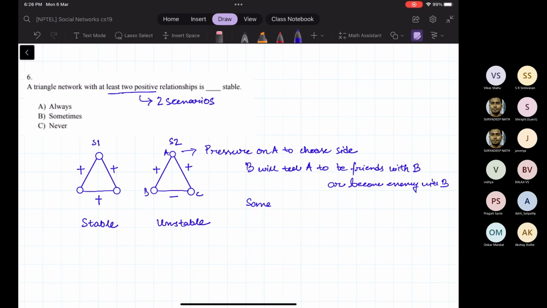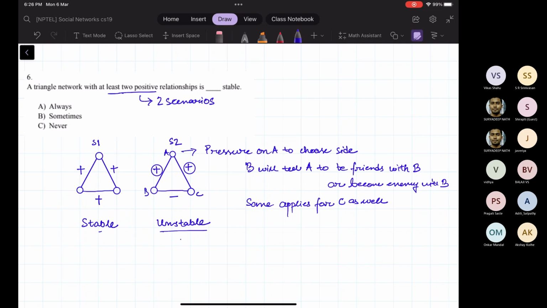Same applies for C as well. So one of these two pluses will eventually turn into a minus. This is the reason this will not be a stable network, but the first one is all positive, so there is no pressure on anyone. It's a happy network. So in this case, you have two scenarios where one is stable and one is unstable.